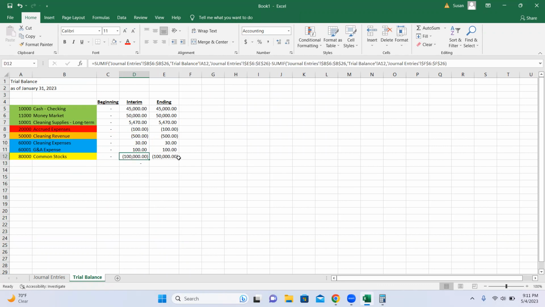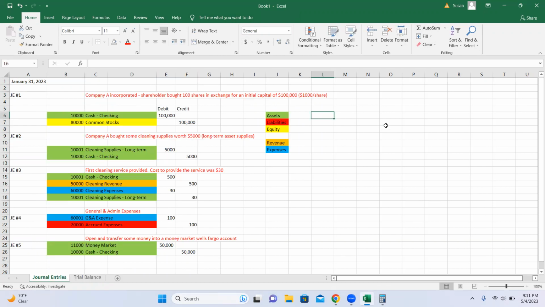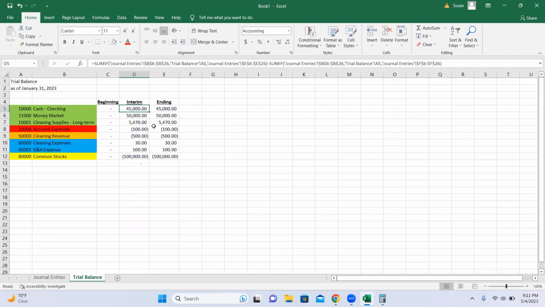And to test yourself, let's just say we can test it by checking out the cash. So for example, the cash had a beginning balance of $100,000, and then you spent $5,000, and then you made $500, but then you transfer $50,000 to another account. So the total balance is $45,500, which agrees.